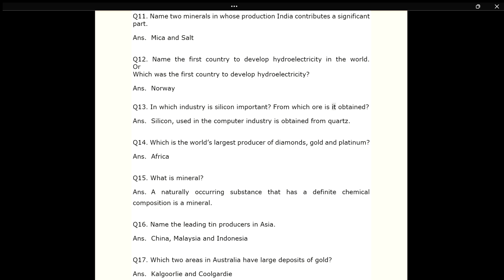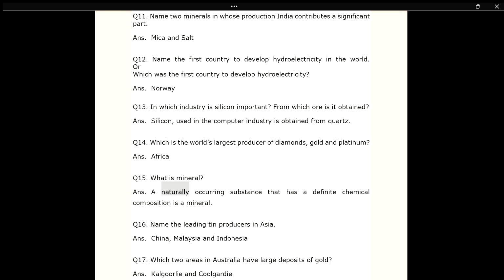From which ore is it obtained? Ans. Silicon, used in the computer industry, is obtained from quartz. Q14. Which is the world's largest producer of diamonds, gold and platinum? Ans. Africa.